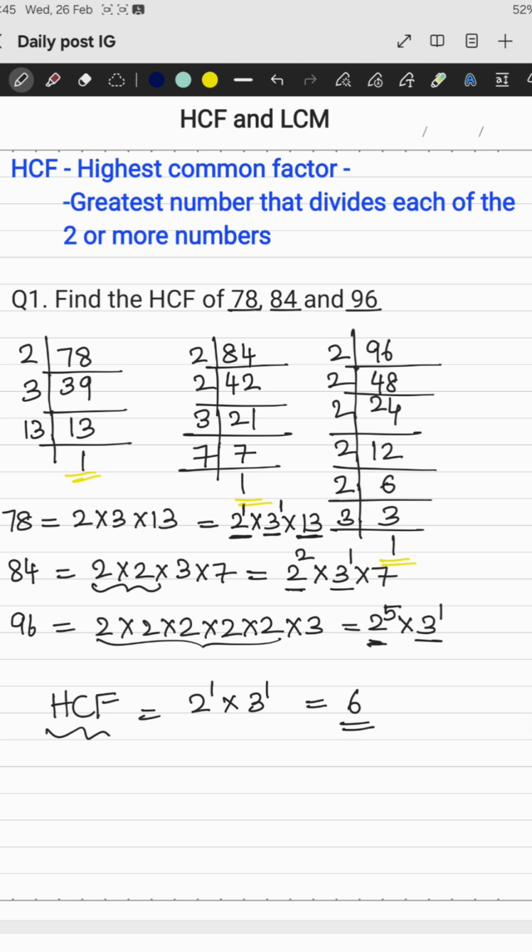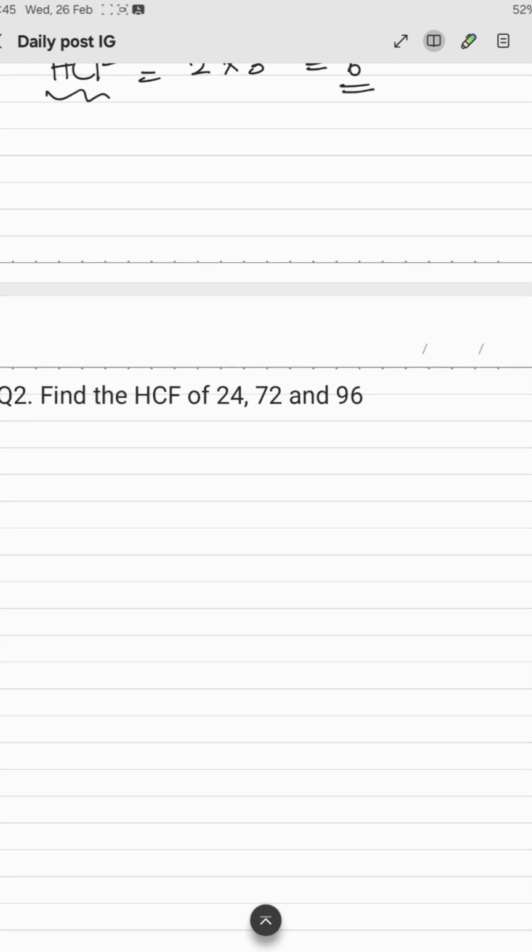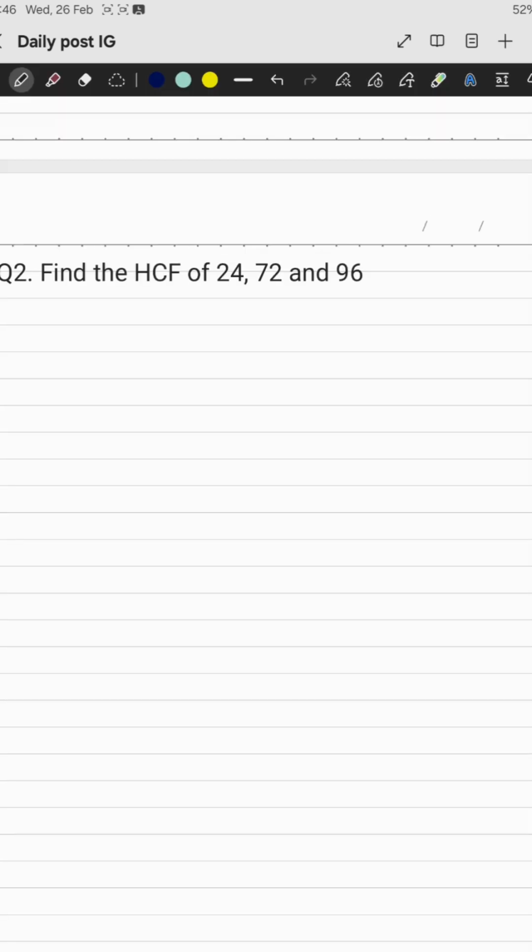Okay. Let us see another example. 24, 72 and 96. Let us go ahead to the prime factorization of 24. Similar way, you can divide 24 with 2. So 2 12s are 24. Again, 2 6s are 12. Again, 2 3s are 6. And then 3 is a prime number, so 3 1s are 3.